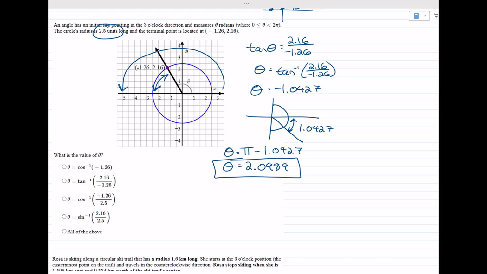So let's see. I don't believe that the answer that they have here is correct for tangent, because like we said, the angle that they gave us would be this angle over here. Right? So that's a totally different angle. So I don't think this is correct.